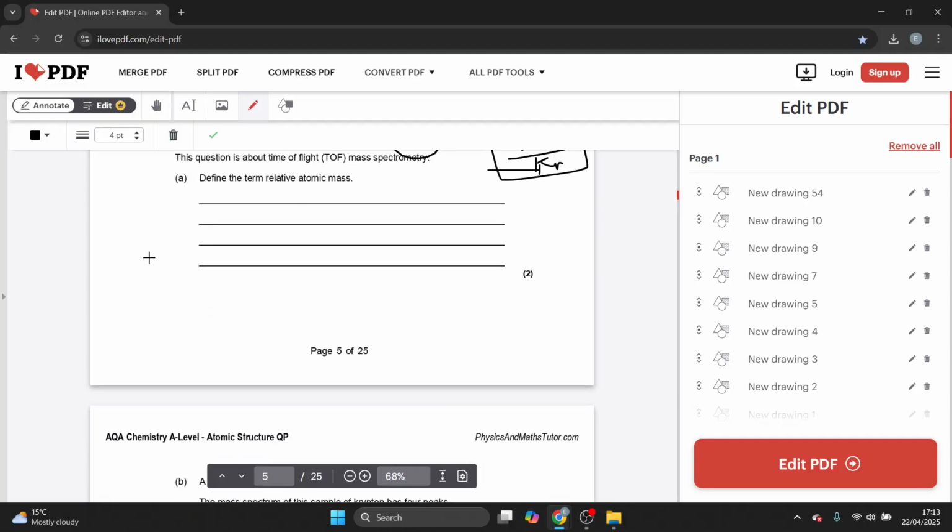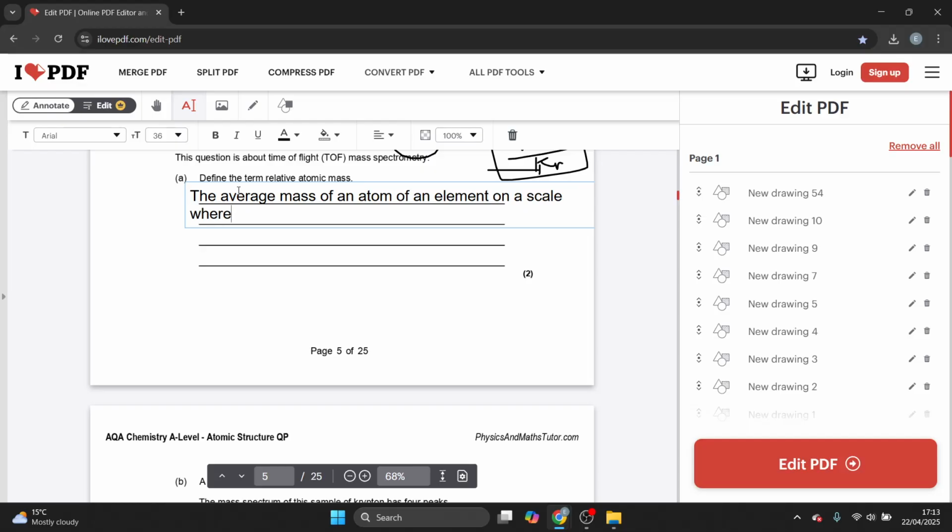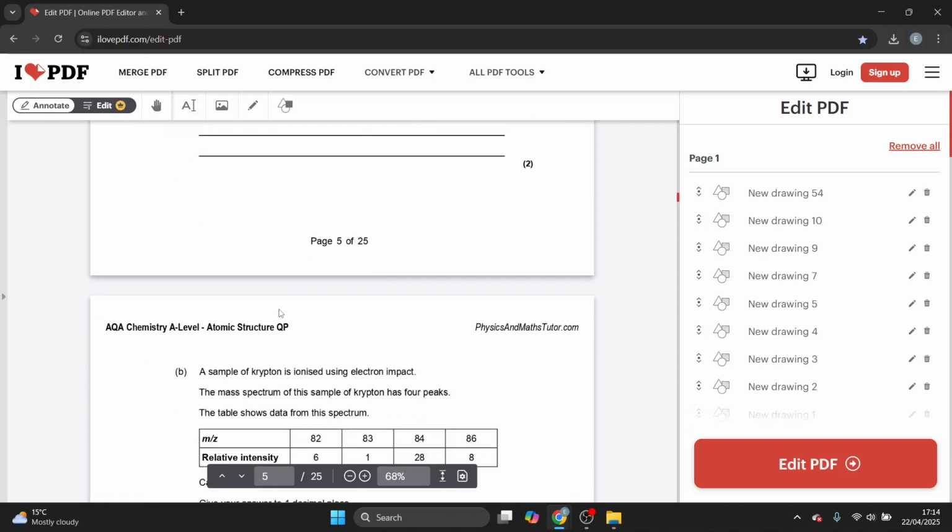Define the term relative atomic mass. The average mass of an atom of an element on a scale where an atom of carbon 12 is 12. Average mass of an atom of an element on a scale where an atom of carbon 12 is 12.